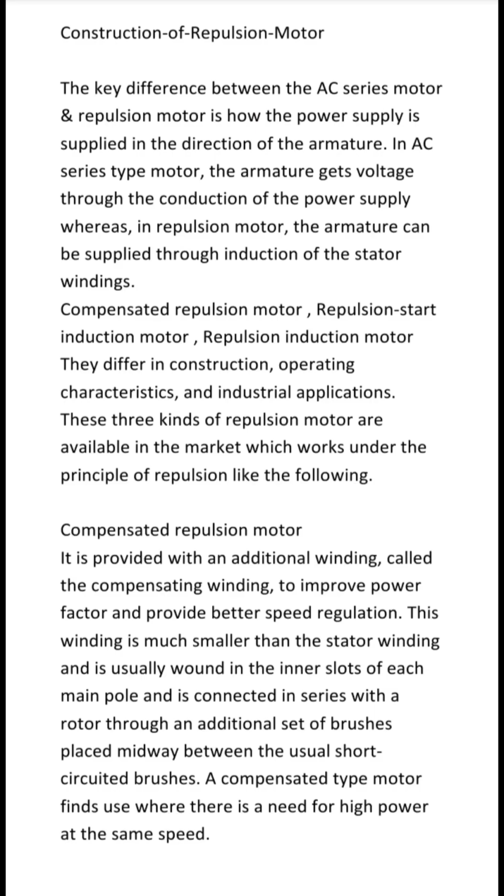Construction of repulsion motor. The key difference between the AC series motor and the repulsion motor is how the power supply is applied to the armature. In an AC series type motor, the armature gets voltage through conduction of the power supply, whereas in a repulsion motor, the armature is supplied through induction of the stator windings.